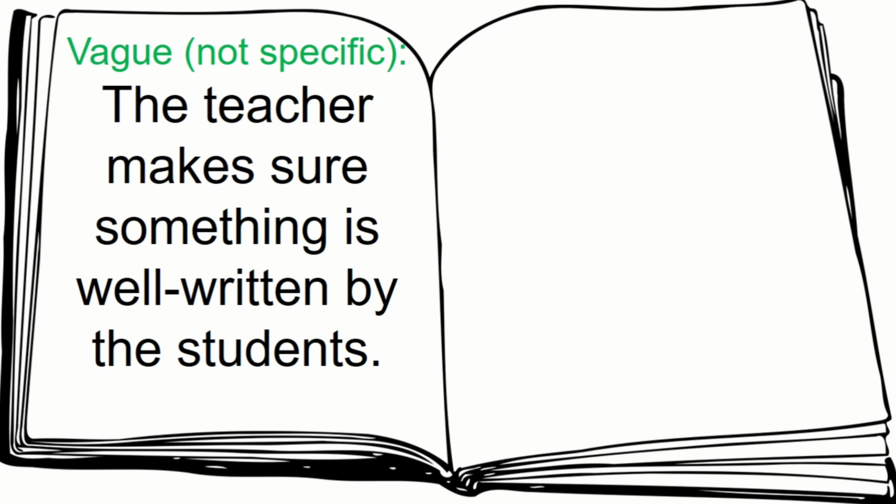Let's have another example of a statement with vague or not specific language. The teacher makes sure something is well written by the students. We can assume that something in this example could be a letter, essay, or an article since it has been written by the students. However, this should be more specific to make it precise.